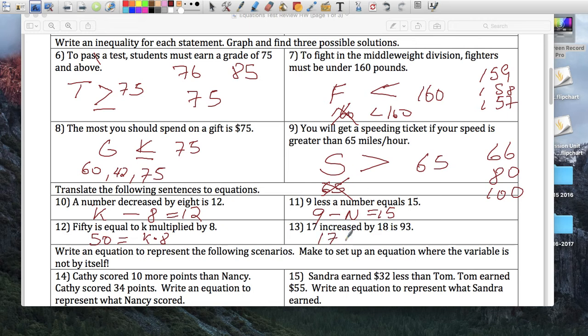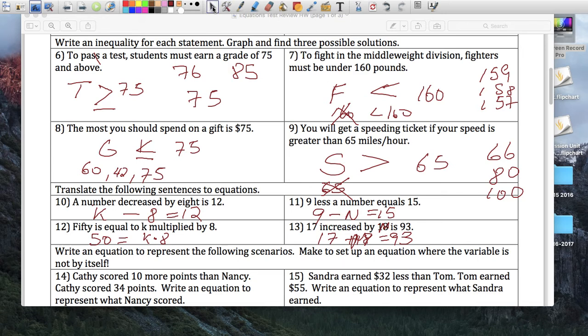17 increased by 18 is 93? What? Okay, so definitely a mistake over there. I probably meant to say 17 increased by a variable, so let's just make that an m or something. I definitely didn't mean to say 17 plus 18 equals 93, because that's not true. So I probably meant to say that 18 was supposed to be a variable. So as it is, it is incorrect.